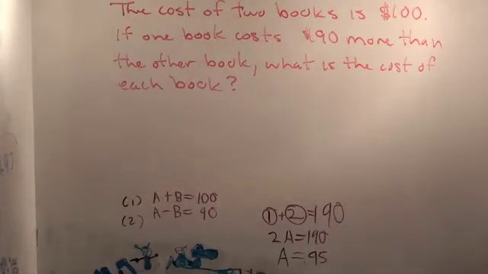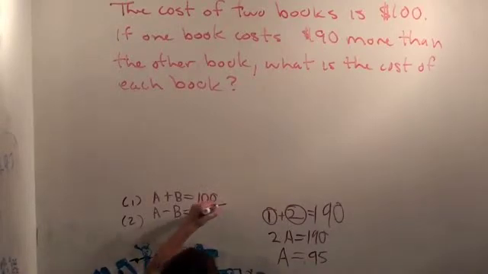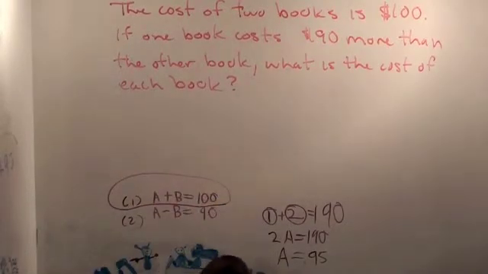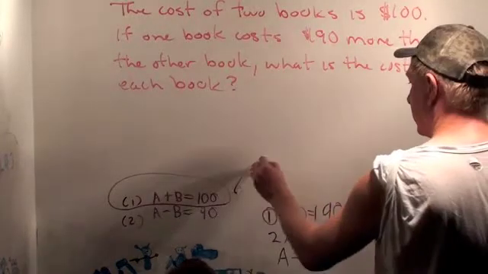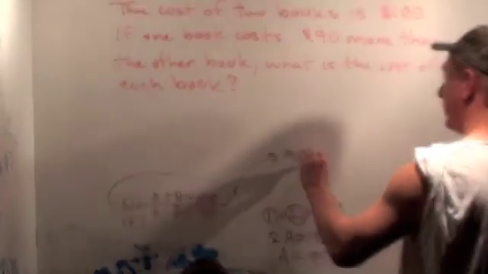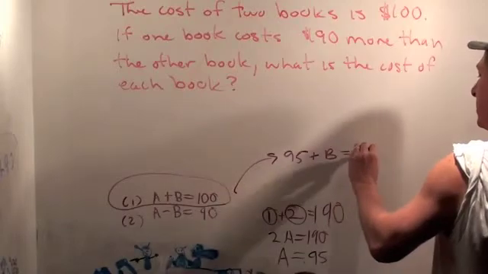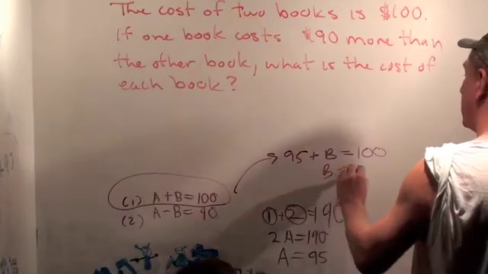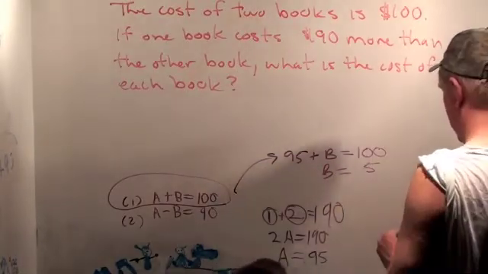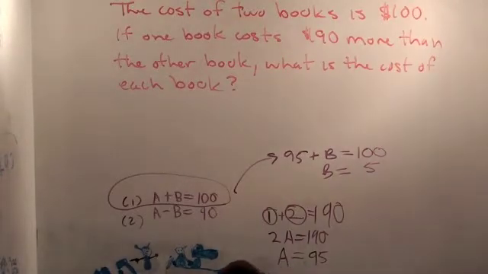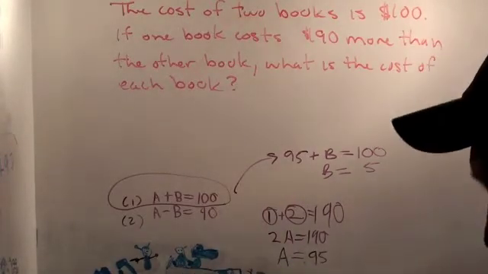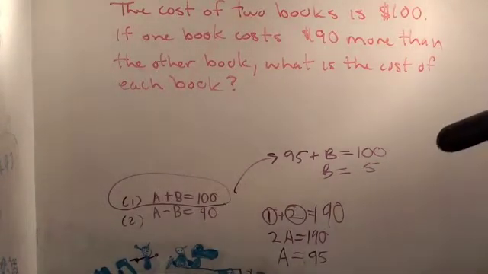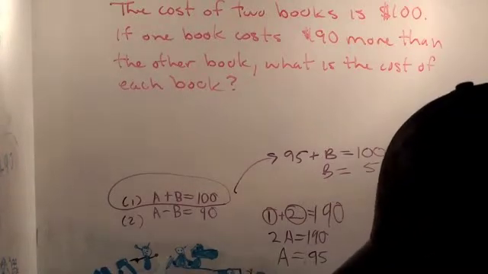Okay, how did you figure that out? Well, because we only got $5 more left for the 100. Equation 1 says A plus B is 100. So if A is 95, this equation says that 95 plus B equals 100. So B has to be 5. Okay, so what is the cost of the 2 books? 95 and 5. One's really cheap and one's really expensive.